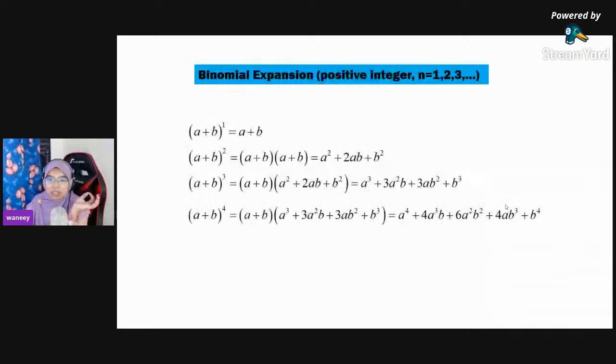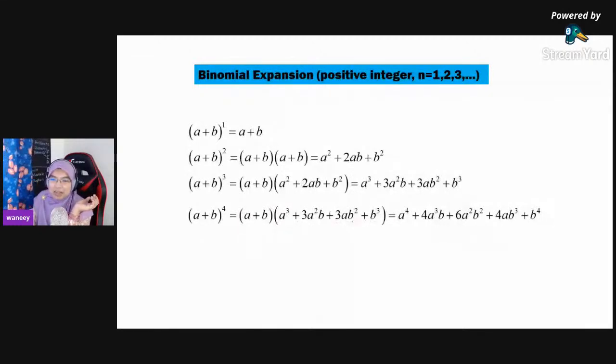So binomial expansion is basically for a positive integer, 1, 2, 3, 4 and so on. If we have a plus b to the power of n, a plus b to the power of 1 is simply a plus b. Then a plus b squared is a plus b times a plus b, which is a squared plus 2ab plus b squared. And then a plus b cubed means a plus b times whatever we got before for a plus b squared, which gives a cubed plus 3a squared b plus 3ab squared plus b cubed. And this is for a plus b to the power of 4. So we have a plus b and then a plus b cubed.